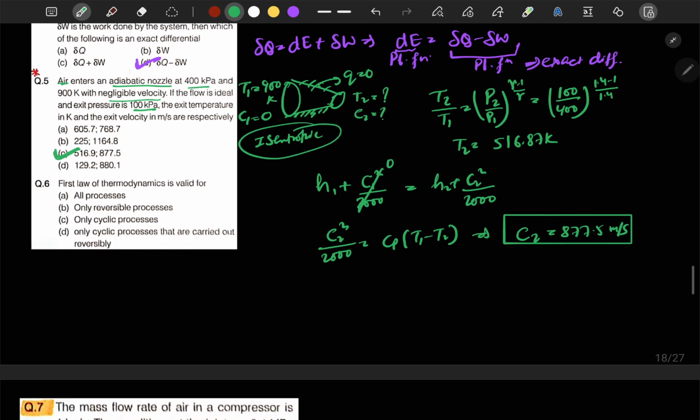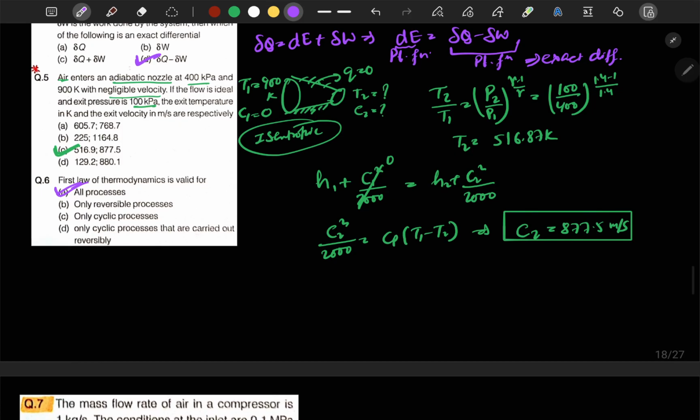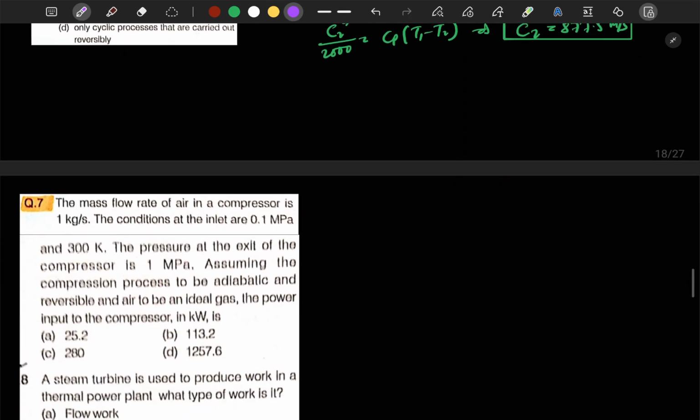Next, the first law of thermodynamics is valid for all processes, only reversible processes, only cyclic processes carried reversibly? No, all processes. The first law of thermodynamics is valid for all types of processes. I told you in the last class.